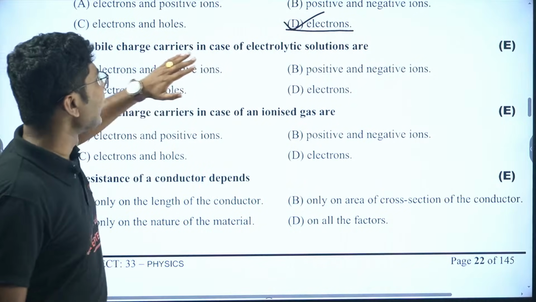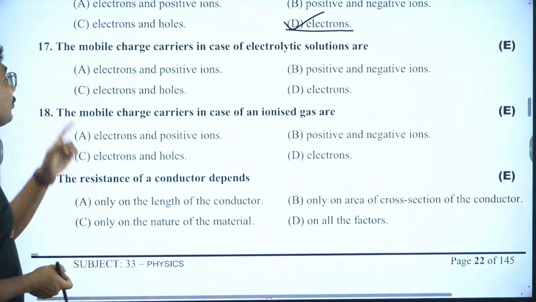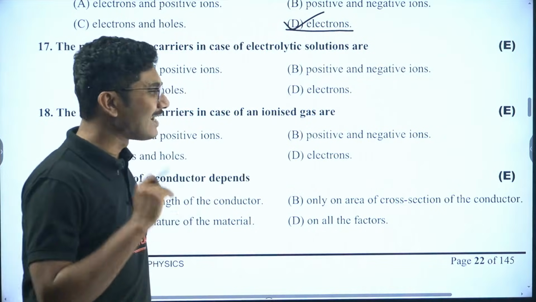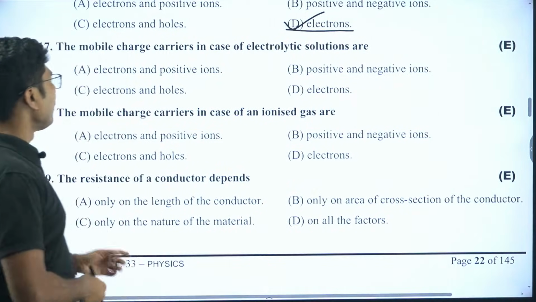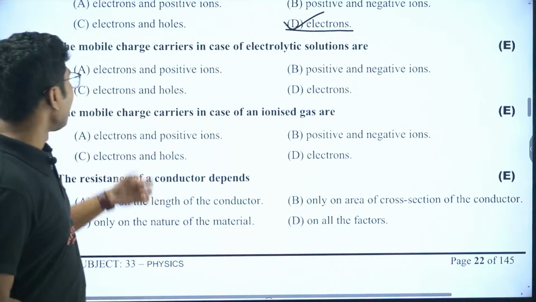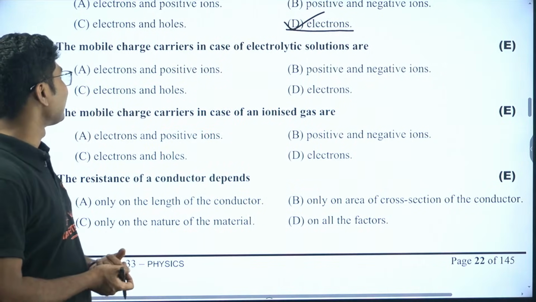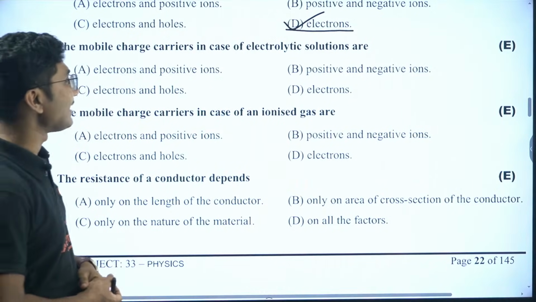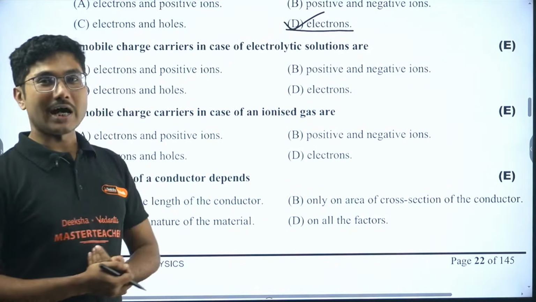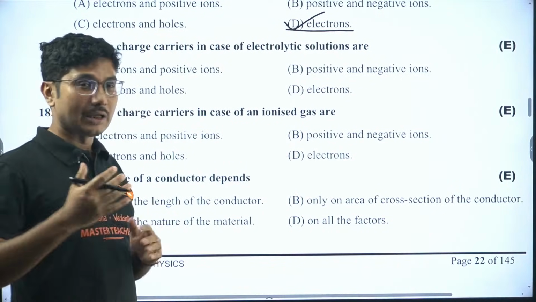The mobile charge carriers in case of electrolytic solution are: electrons and positive ions, positive and negative ions, electrons and holes, or electrons. This is a slightly chemistry-touch question. Let's see who can answer this. By the way, electrolytic solutions are not ohmic in nature, and they are solutions, they are liquid.